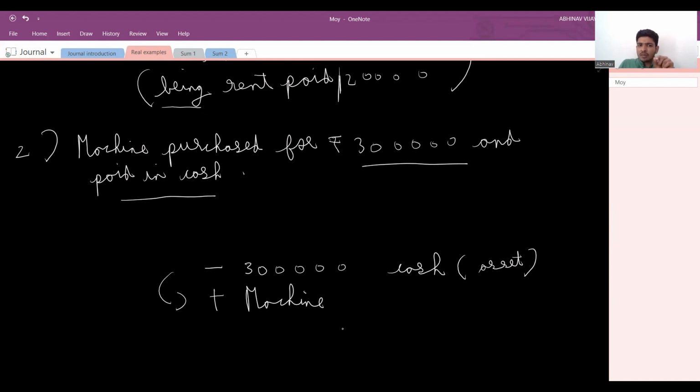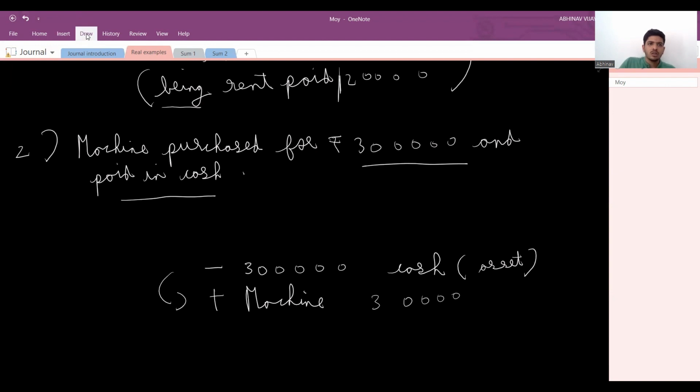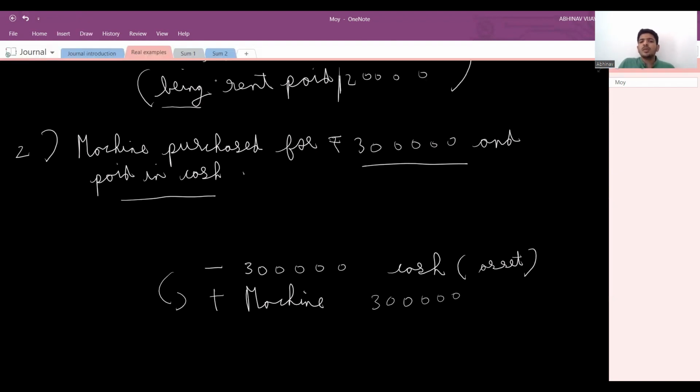Some lack of clarity can be felt at this point. The full guarantee of full clarity by the end of this lecture. Patiently wait. Now, machinery increases by 3 lakh rupees. Machinery increased by 3 lakh rupees in value. This is the reason for the minus 3 lakh cash impact. The reason is machinery of 3 lakh got purchased.